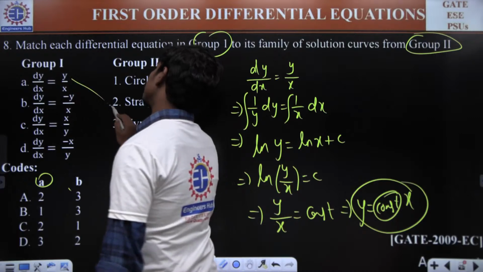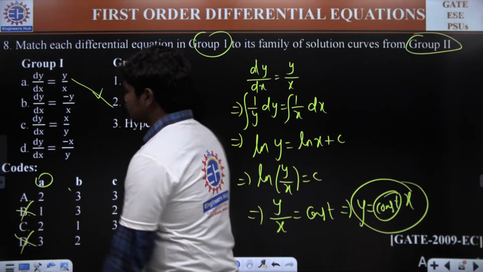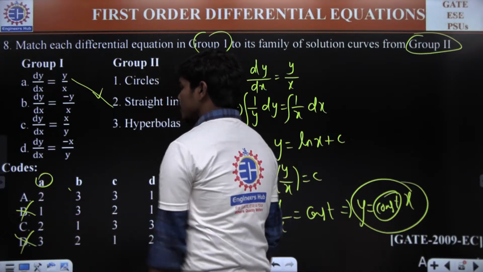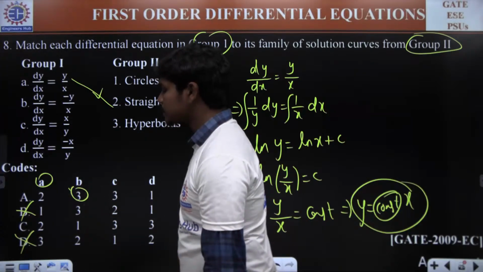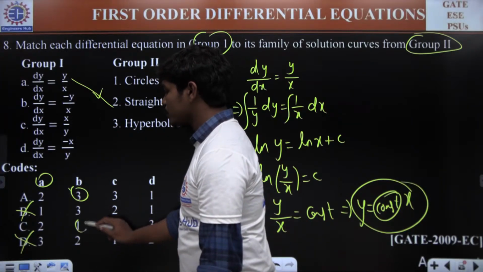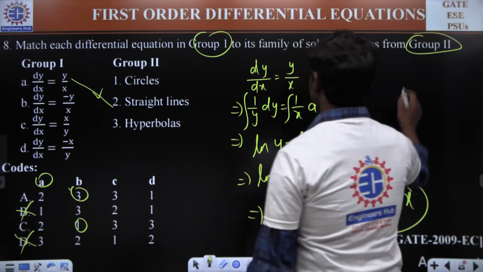So this maps for 2, which means these B and D are not answers because for A they have only 2. Next, let us check for B. If you check for B and if you get 3 as solution, then first option is the answer. If you get 1 as the solution, then third option is the answer. Correct? So let us check for that also.